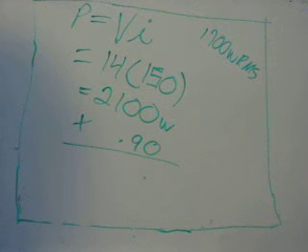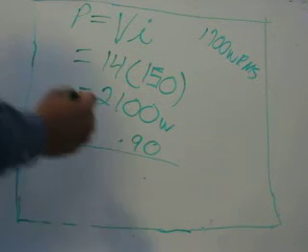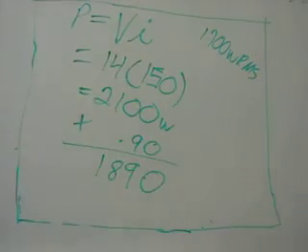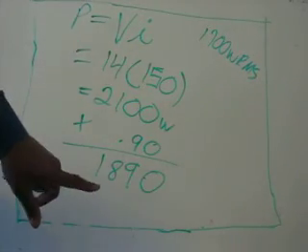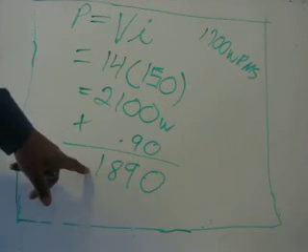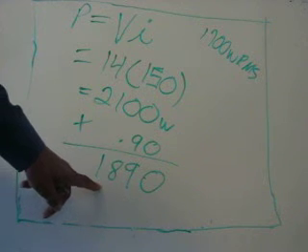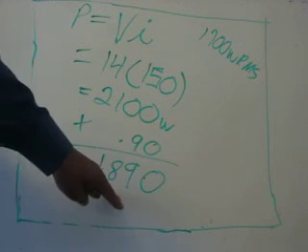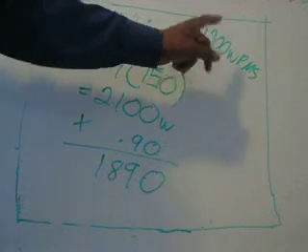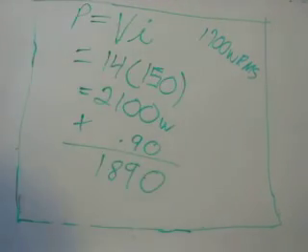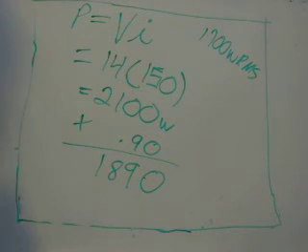So let's do that and see what happens. 2,100 times 90% efficiency, 1890. So we can see that at 14 volts, my amplifier is probably producing around 1800 watts. So I know that Soundstream is being honest when they tell me that this is a 1700 watt amp. So that's how you pretty much tell what an amplifier is able to produce.